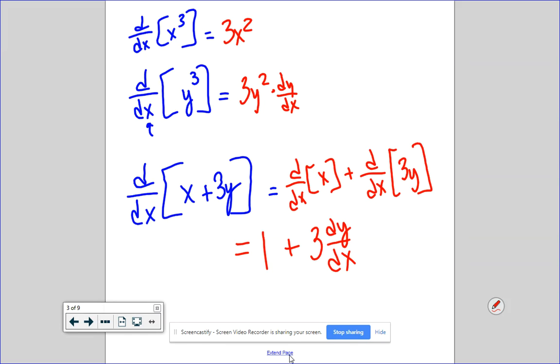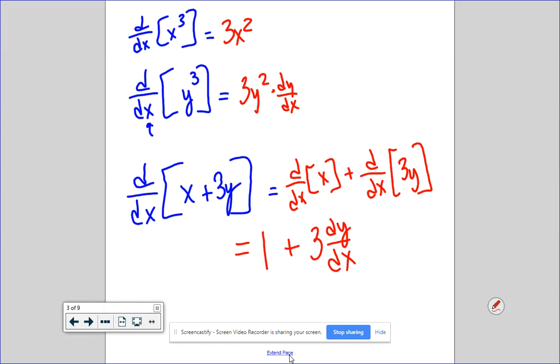D over dx of x cubed. Does the variable on the bottom and the variable on the inside match? Yeah. So do I need to write any type of dx or dy afterwards? No. Derivative of x cubed, just do power rule, 3x squared. Done. Okay? The next one, d over dx of y cubed. Variables do not match. So in that case, when I take the derivative, I have to write dy dx at the end. Correct? Okay?